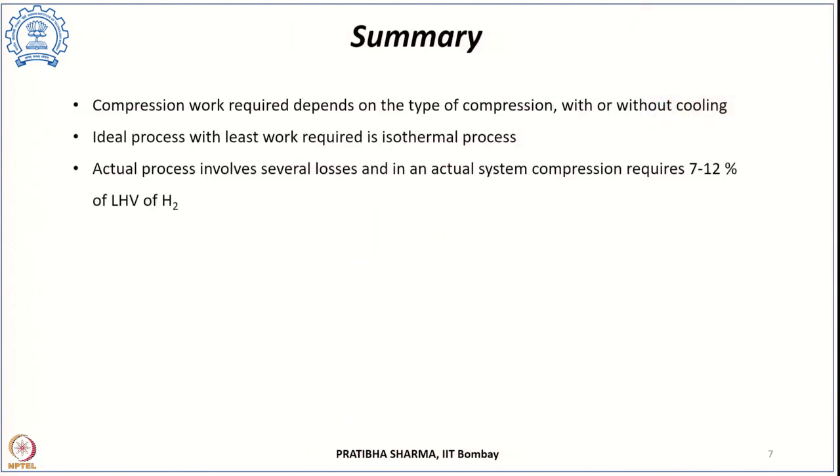To summarize this part, we have seen that the compression work depends upon which type of compression we are using, whether we are including cooling or not. Accordingly, the process can be either isothermal or isentropic. We know that the ideal process is when it is considered as an isothermal process, so the work required is least in that case. In an actual system, there are several losses involved, and if we account for those losses, it is observed that the actual compression work requires 7 to 12% of the lower heating value of hydrogen, or 7 to 12% of the energy content of the stored hydrogen goes for compression.